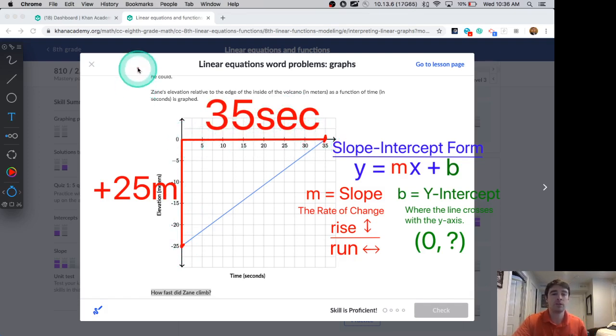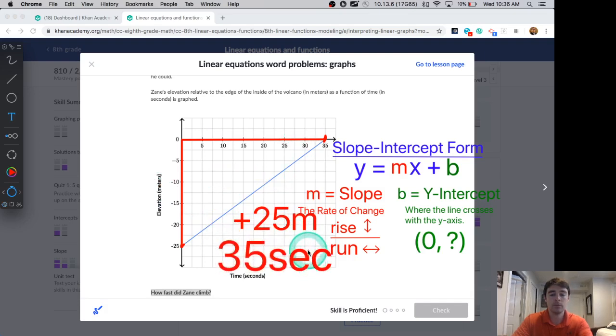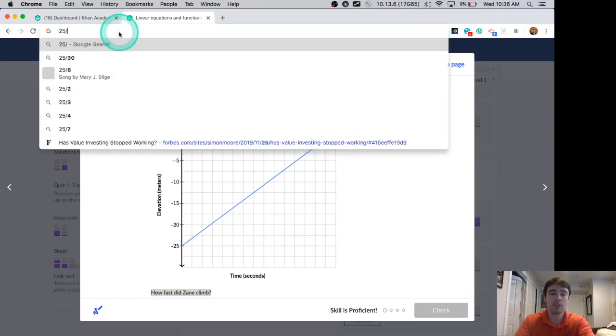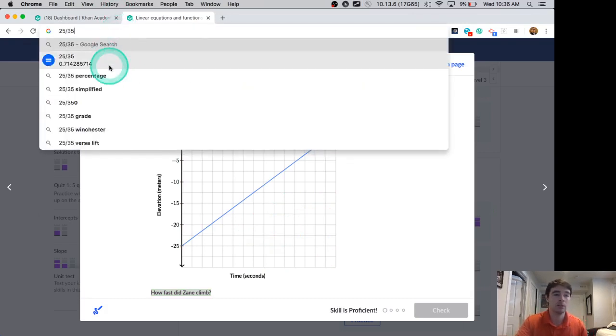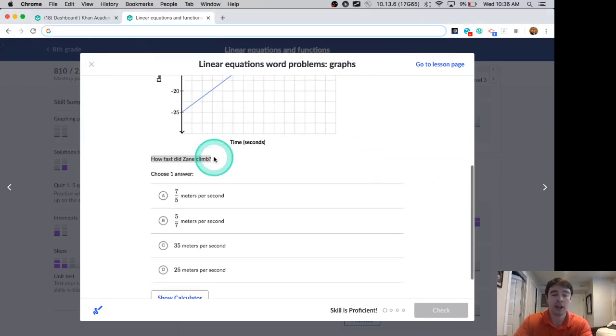And if I do some division, 25 meters over 35 seconds, I'm going to go ahead and set that ratio up down here now. Then I can simplify that 25 meters every 35 seconds to try to find an answer. I could go to Google, put that into a calculator, but when I do 25 over 35, it's going to give me a decimal. And it turns out for this problem, none of my answers are in decimals. I see that they're all kind of fractions.